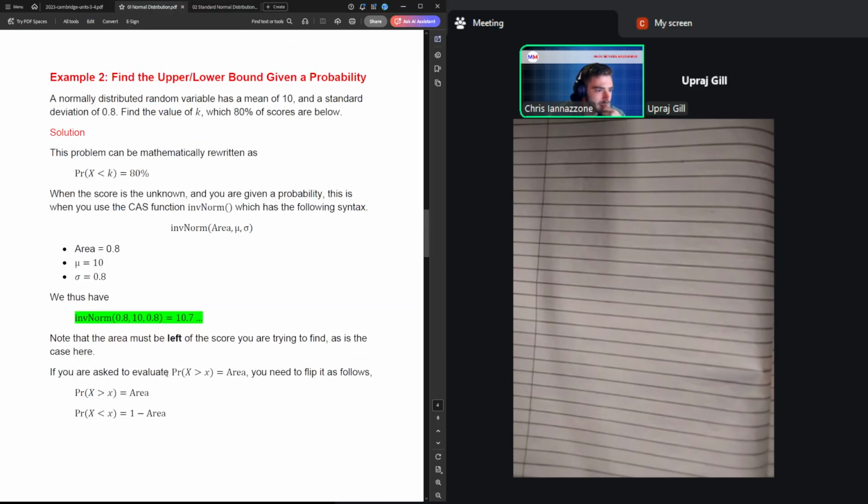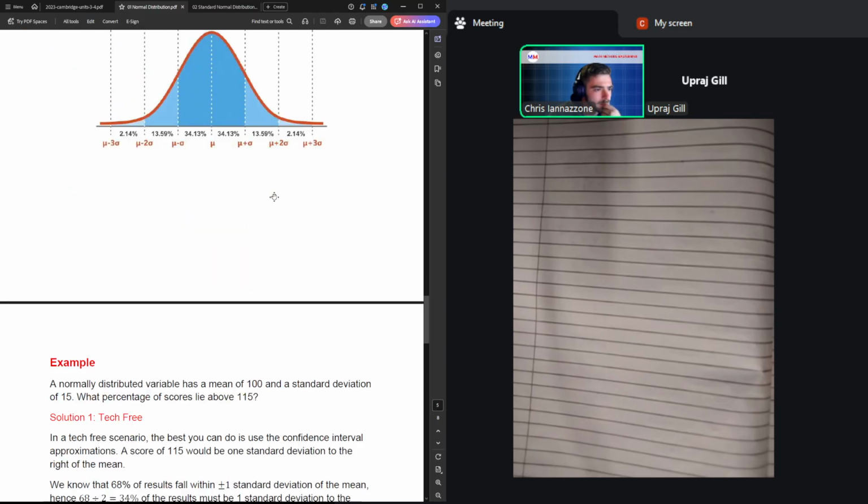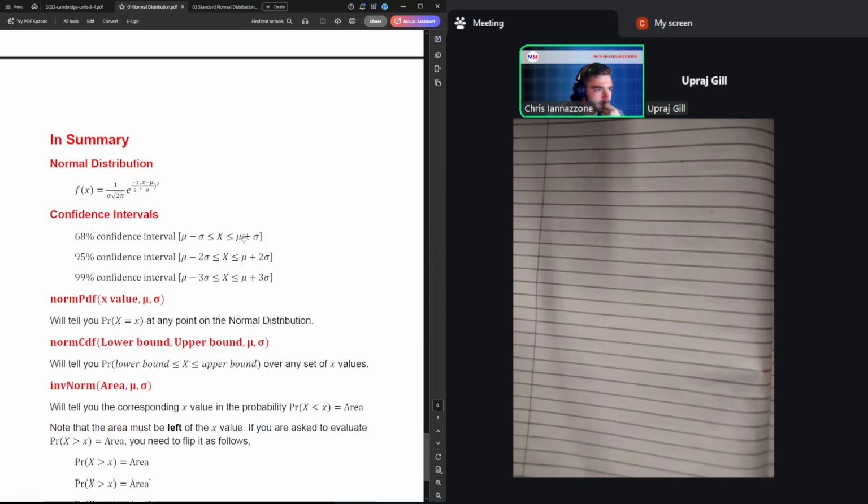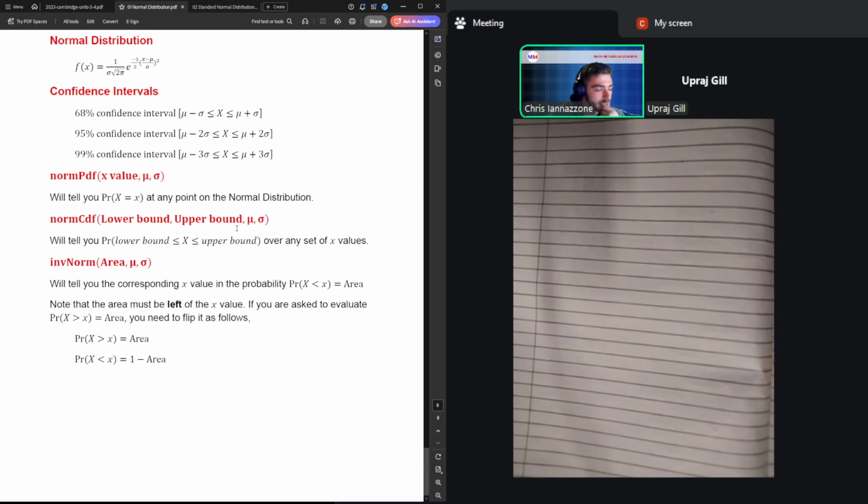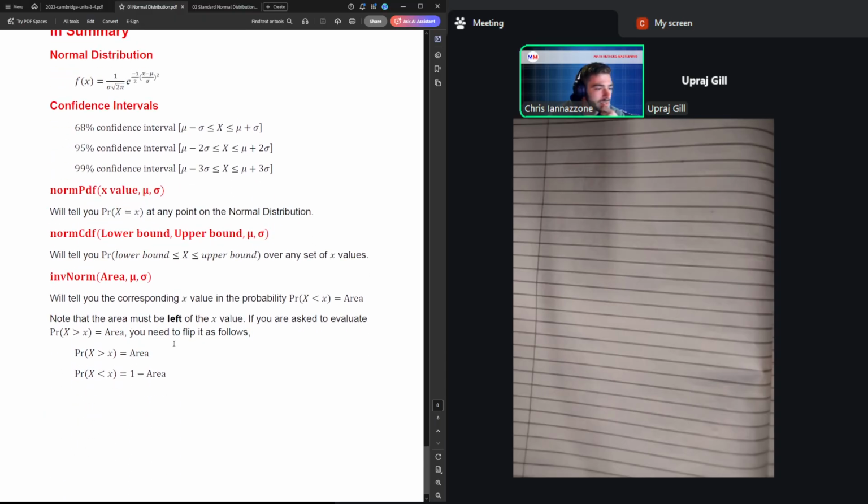Okay, that's that. Tech free we'll look at when we start looking at standard normal distribution, because you need an equation from that, which we'll be doing right now, actually, I guess. Maybe before that, anything in there worth clarifying further?